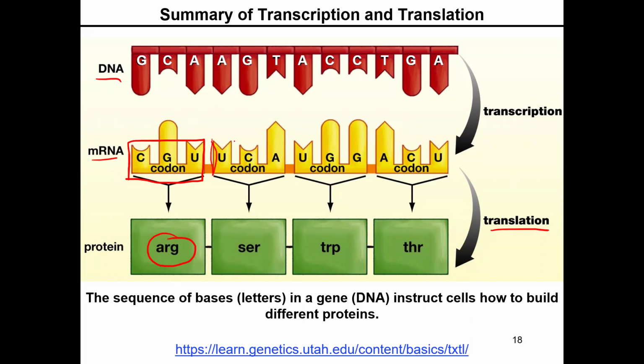We're going to do the same thing here. We're going to take our codon UCA. We're going to find what that is on our chart, and you can see it's going to be SER. Same thing, UGG. We can find out that that's going to be TRP. And then finally, ACU, giving us THR. And you can see we're chaining all of these amino acids together in order to make our protein.